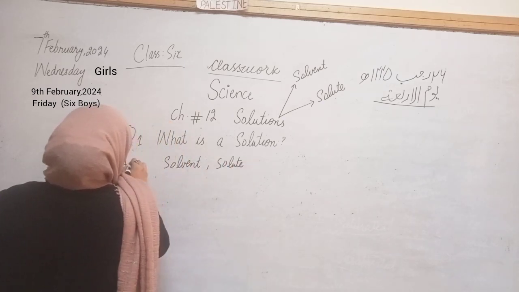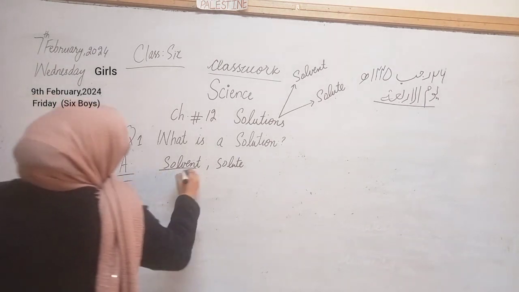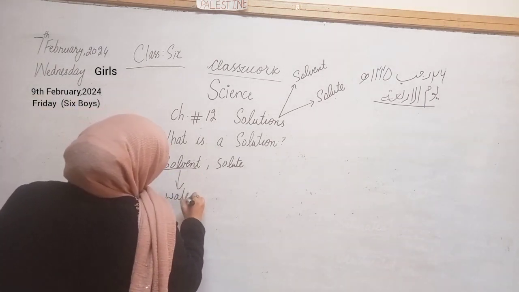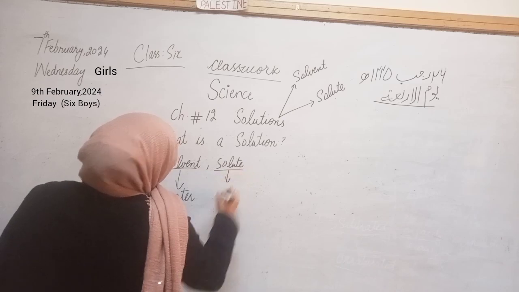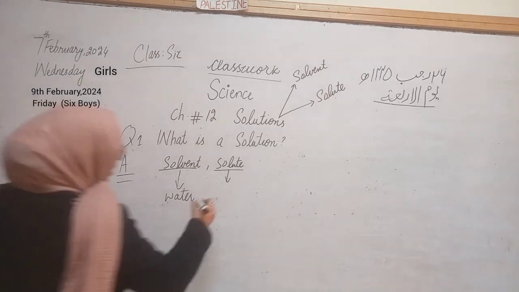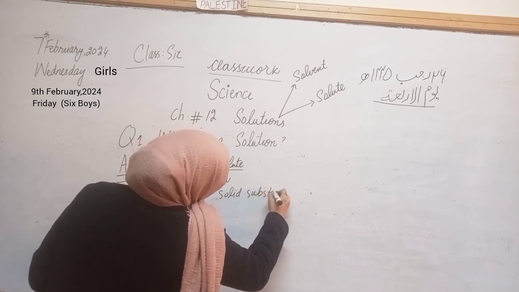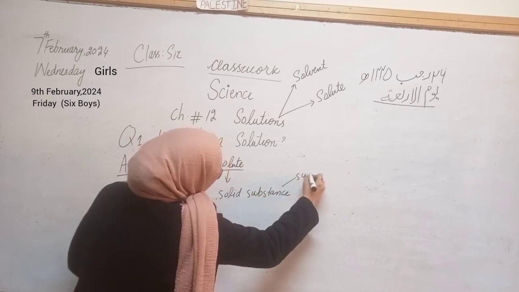After writing about solutions, you will also write the basic components of solution. Solvents are those substances that we add or mix in large amount. For example, water. And solute is the substance that we add in small amount. For example, you can say any solid substance. That can be sugar.